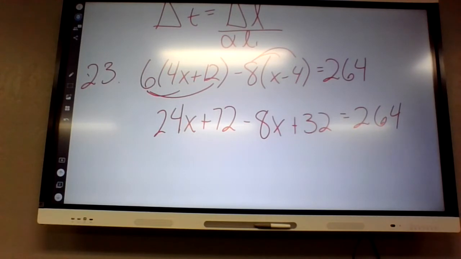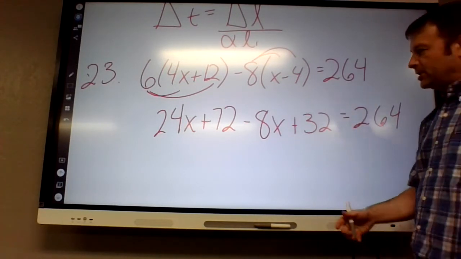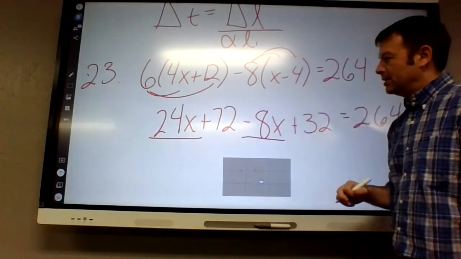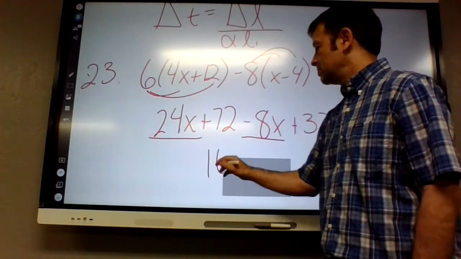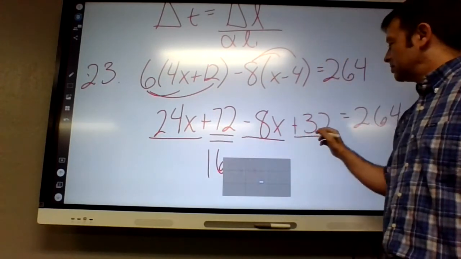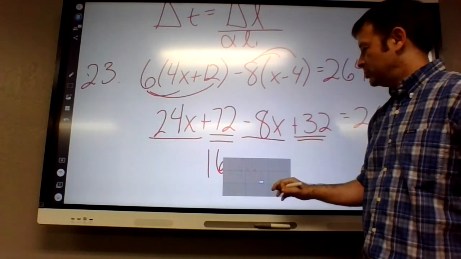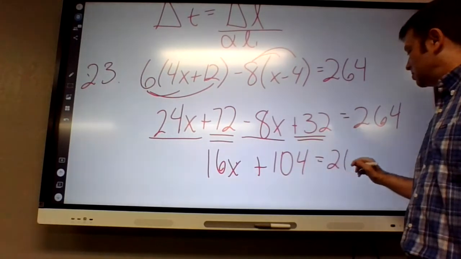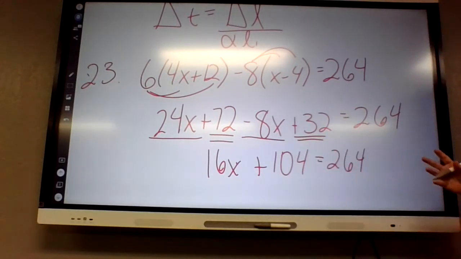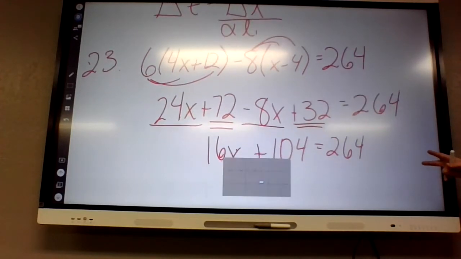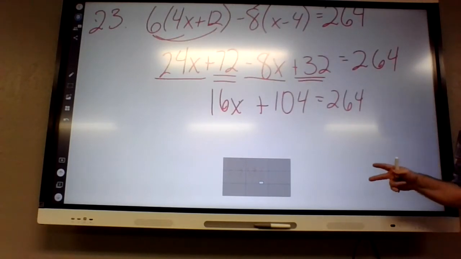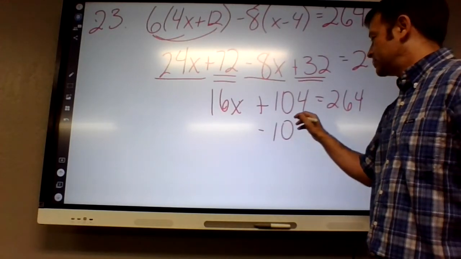Now it looks kind of like number, I don't know, 17 maybe, I can't remember which number it was, 15. We can add the like terms together, 24 minus 8. By the way, there are like 2, I think, or 3 fraction answers on the evens. Just so happens the odds don't have any fraction answers. So don't panic, I guess.